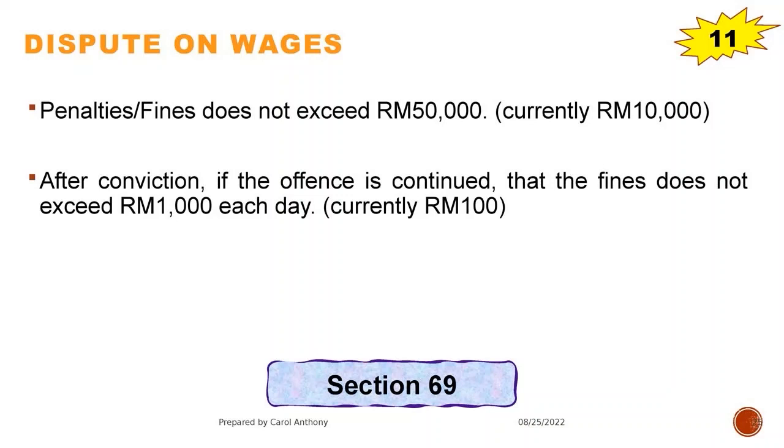Previously the fine was only 10,000. Now they increased the fine to 50,000. And then the second line you see is, let's say once they paid the fine, they never correct the situation. They are still underpaid. Then for each day of offense, they need to pay 1,000. This is what it means here. So I put it in a very clear summary.